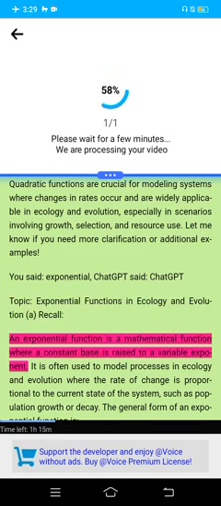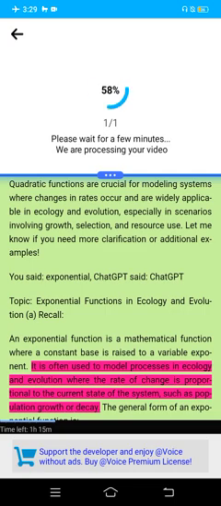An exponential function is a mathematical function where a constant base is raised to a variable exponent. It is often used to model processes in ecology and evolution where the rate of change is proportional to the current state of the system, such as population growth or decay.